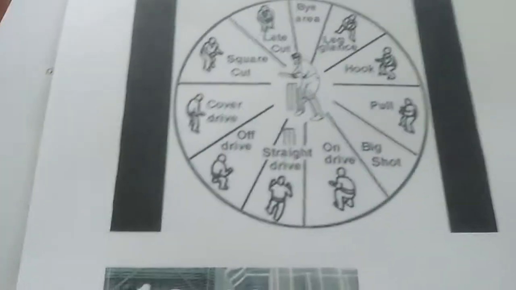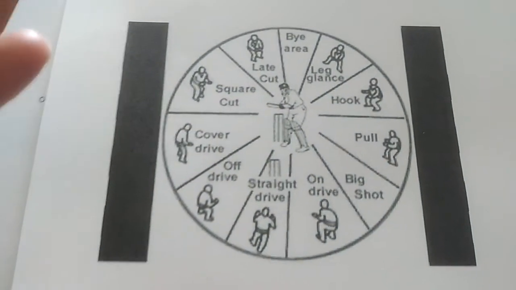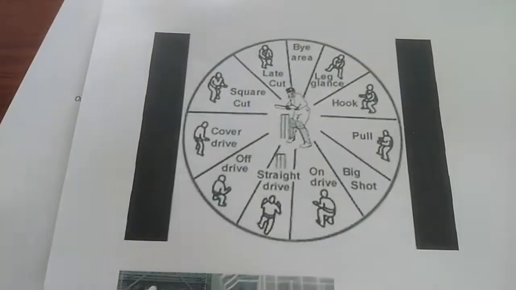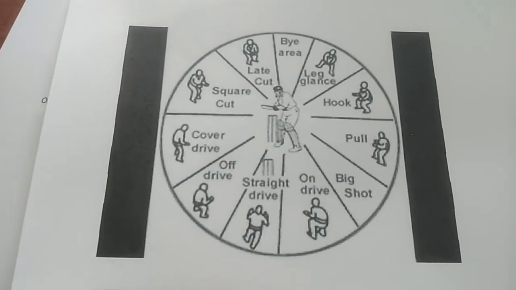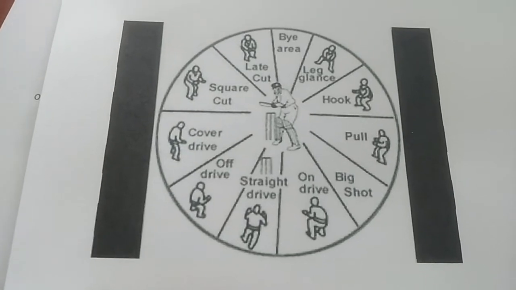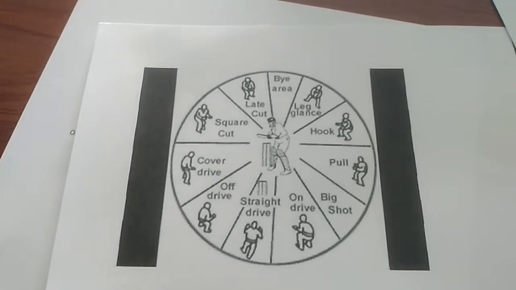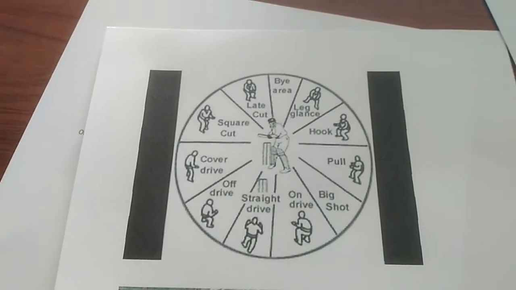So basically there's a little illustration of where some of those shots will go. It's hard to explain using just pictures. If you want to have a look at that more, go onto YouTube and watch some cricket highlights. You'll see some of these shots being played, and you'll see what exactly they do.